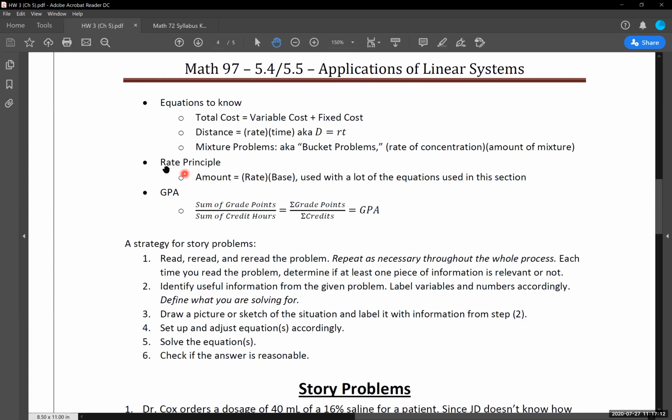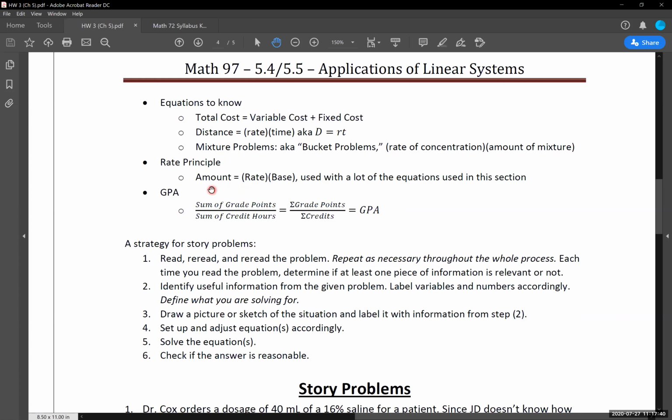We also have some other ones known as the rate principle. This is kind of a generalization from our distance is equal to rate times time problem. So we have an amount of something is equal to a rate times a base. So this is generally for something the effect of, by comparison with our distance problem, this is a distance times a rate times a time.